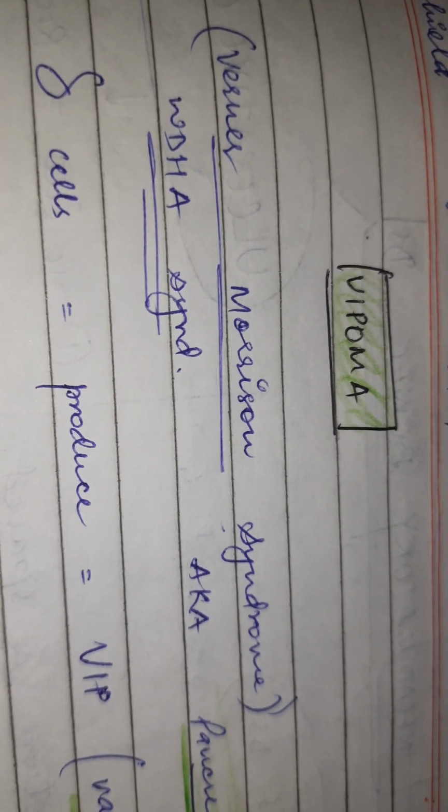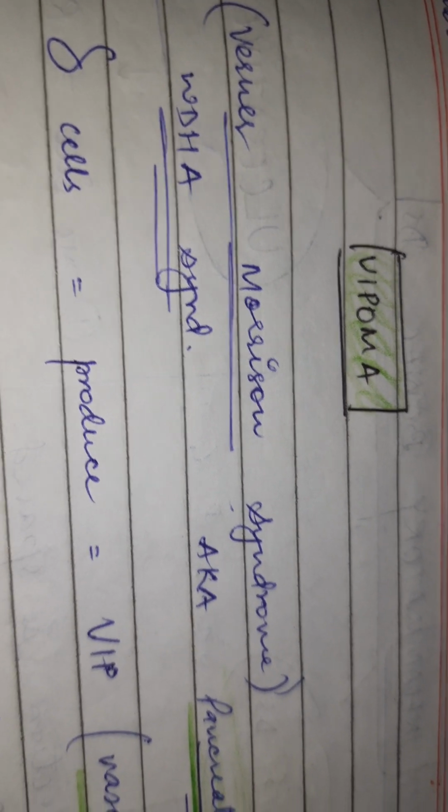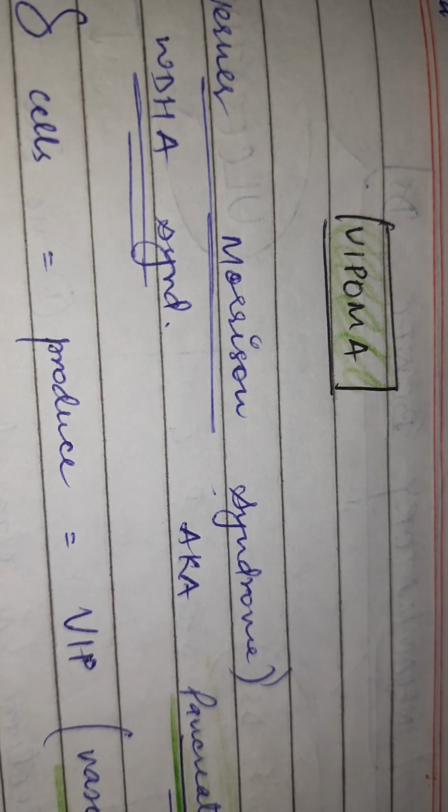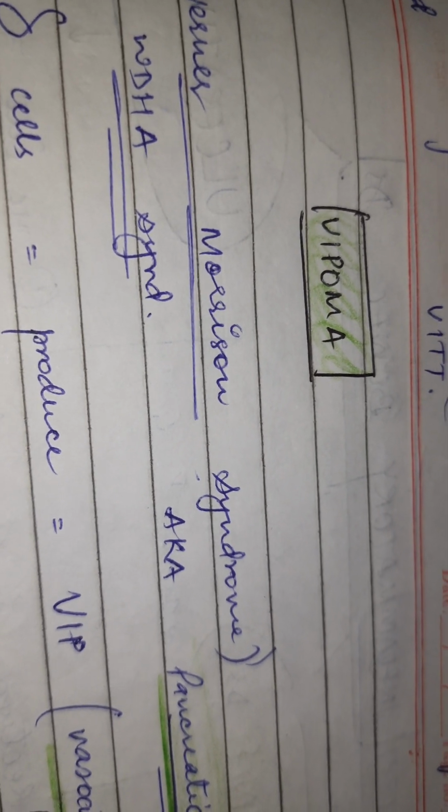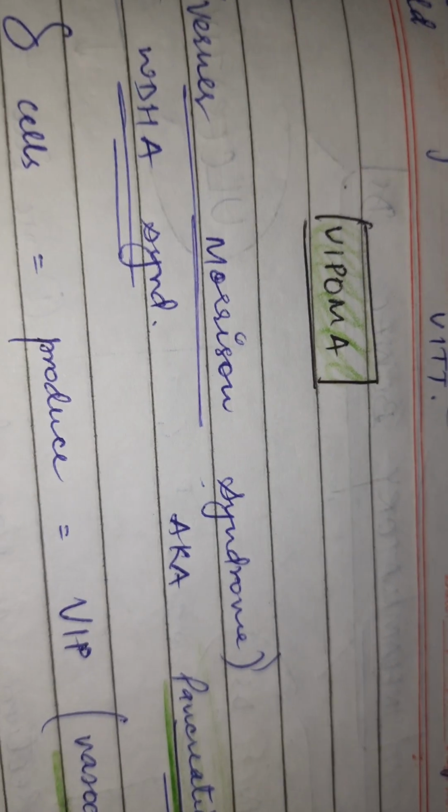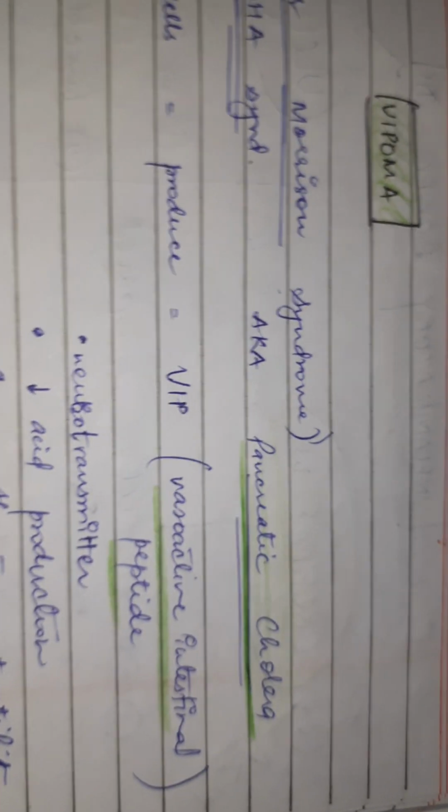Then insulinoma. In insulinoma, the investigation of choice, the gold standard, is the 72-hour fasting insulin test. Then VIPoma. VIPoma is Verner-Morrison syndrome, or WDHA syndrome, also called pancreatic cholera.